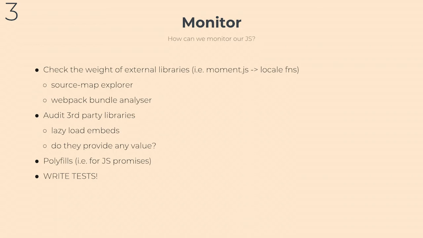What is also really good to do is to lazy load embeds. For example, if you have some JavaScript iframes or things like that, we can lazy load them at a later time, so we don't need to display them at the beginning. I also noted before the polyfills. So for example, for JS promises, things like that, we don't really need to use them anymore, so we can drop some of them and reduce the code complexity.